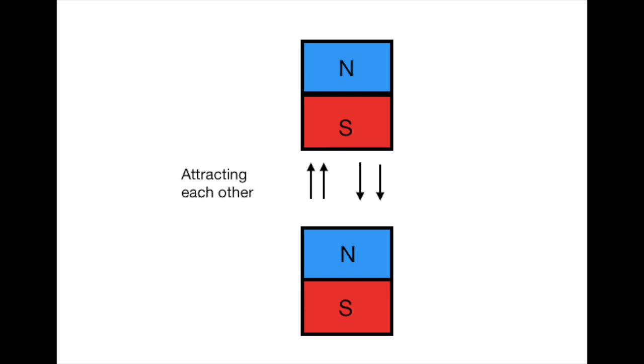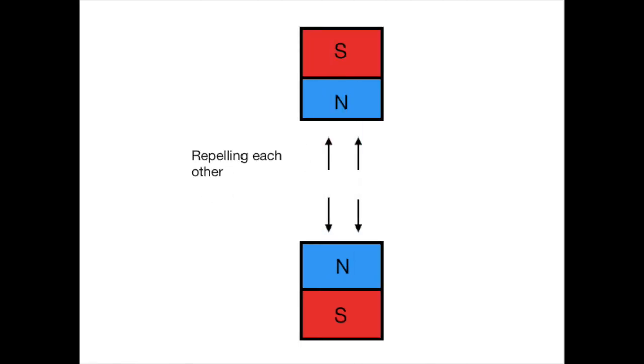If you have played with magnets before, you will know that sometimes magnets seem to push each other away. This is because the same poles repel each other. A north pole and a north pole will repel each other, and a south pole and a south pole will repel each other.